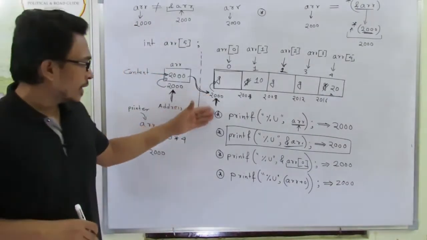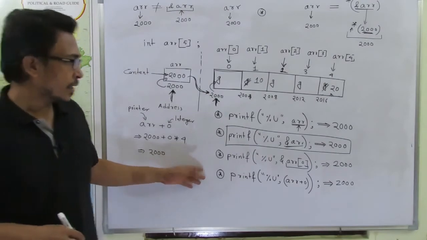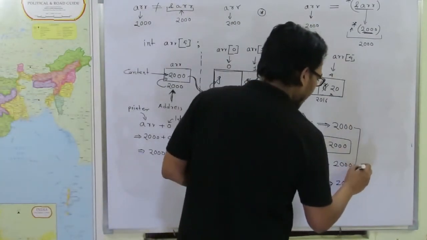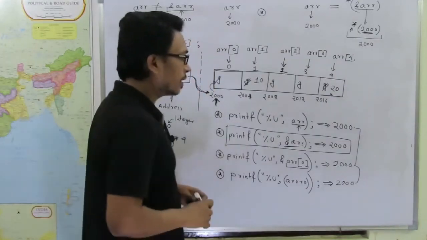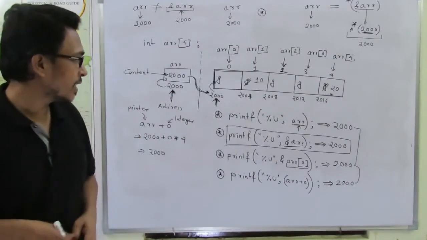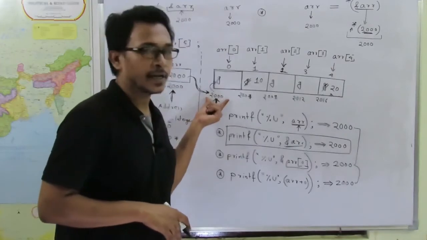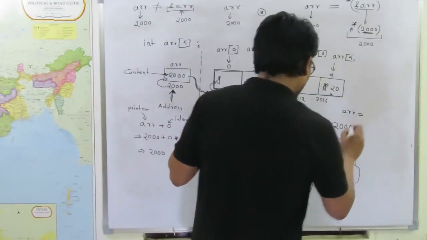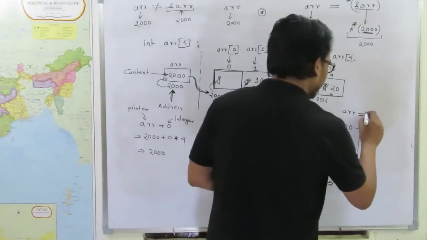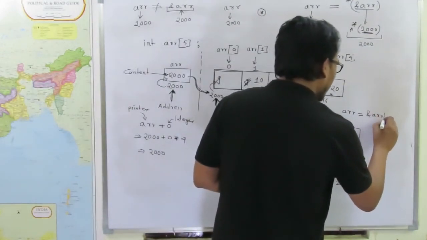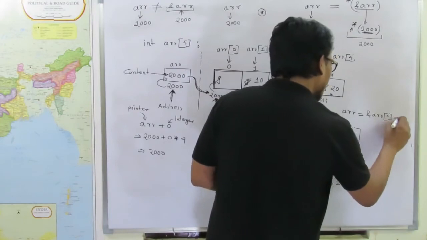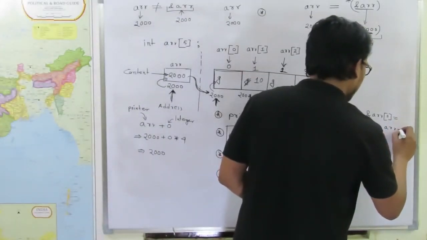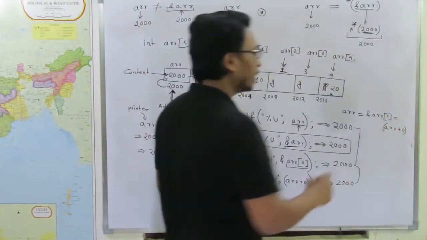So in these 4 different printf instructions, this one is different, and all the 3 remaining instructions give us the same result, and that is this particular address. So ARR is equivalent to this one, address of ARR 0 is equivalent to this one, ARR plus 0. Clear?